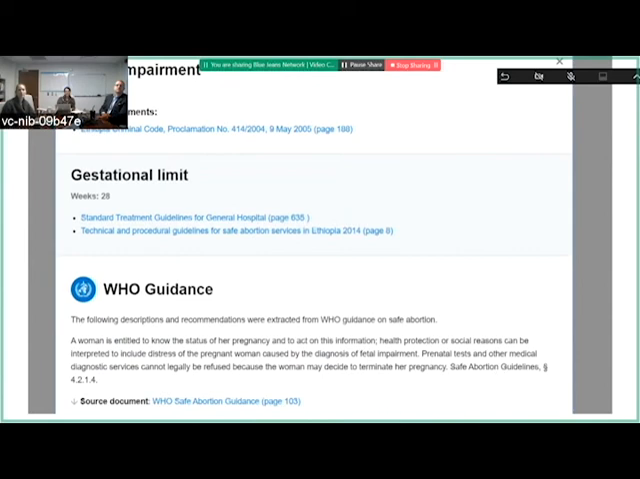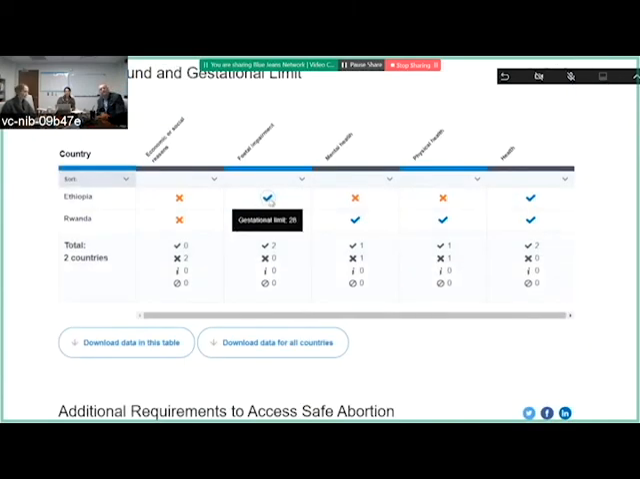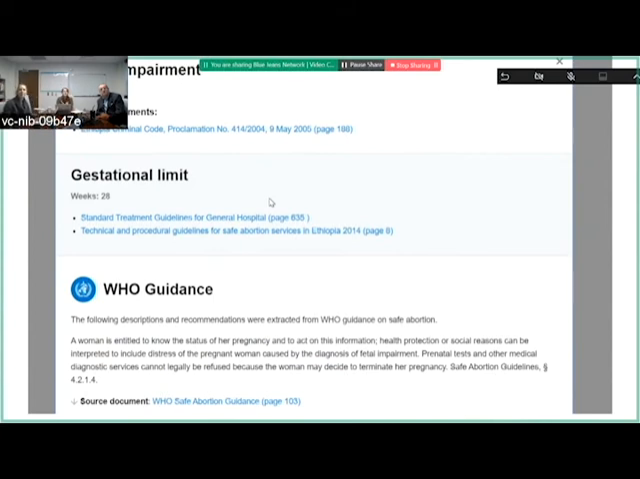I clicked on the link here, fetal impairment for Ethiopia, and it gives me more information. The Ethiopian Criminal Code. What does gestational limit mean? And by the way, the criminal code, I'm not sure if that's the most recent update. That's what the World Health Organization had. And then there's the WHO guideline for safe abortion guidelines. And what does that mean there?